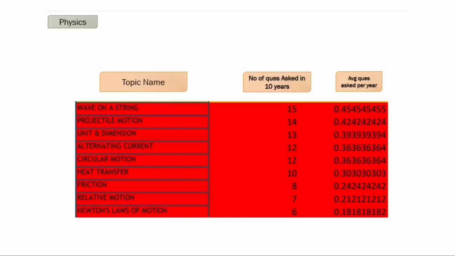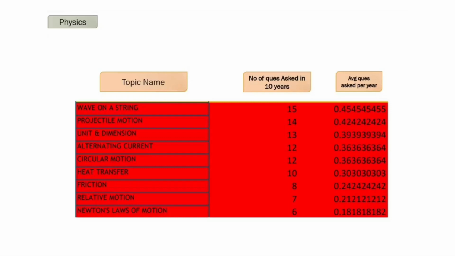Coming to the physics red zone, these are the chapters from which we can't expect a direct question, but we can expect applications of these chapters. You may get one question or none from these chapters, like waves on a string, projectile motion, units and dimensions, alternating current, circular motion, heat transfer, friction, relative motion, Newton's laws of motion.